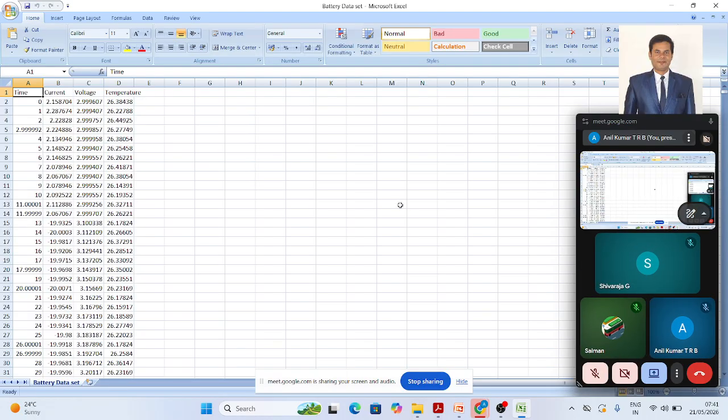So is this visible, Shivraj? Shivraj, is this visible to you? The data.